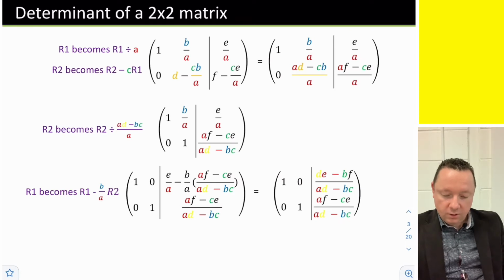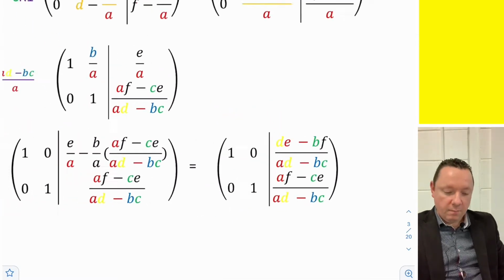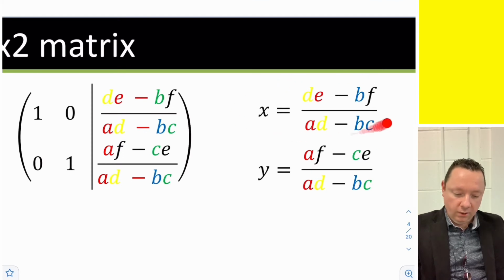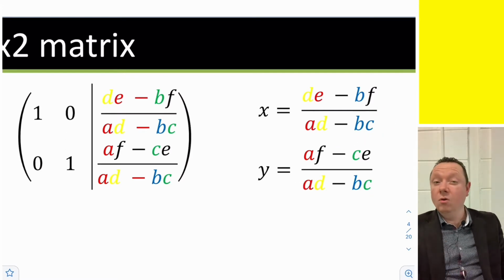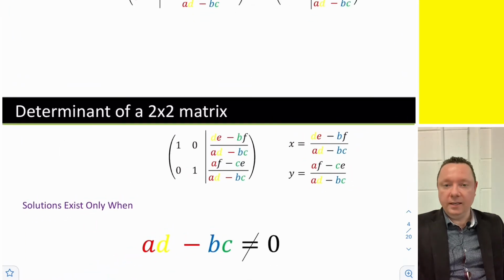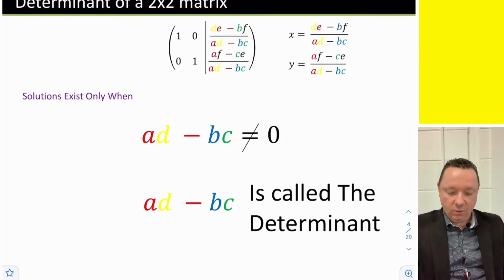The main thing to notice is that the denominator of both fractions is exactly the same. That must mean something special, right? And x is going to equal this, and y is going to equal this, and the denominator is the same, so these solutions are only valid when ad minus bc doesn't equal 0. When ad minus bc doesn't equal 0, we give that a special name. We call that the determinant. So ad minus bc is called the determinant.